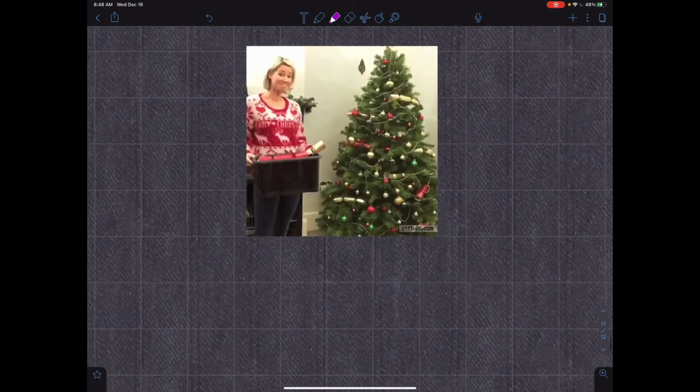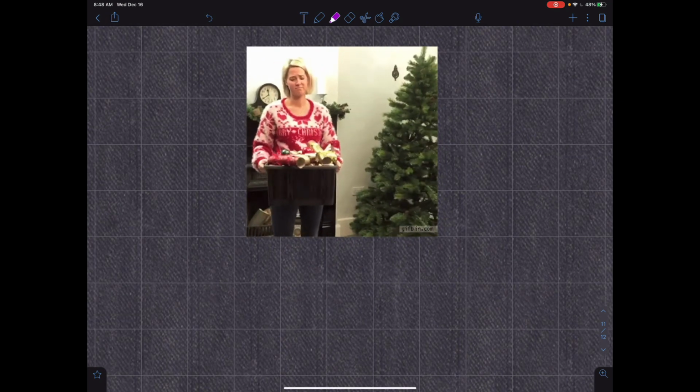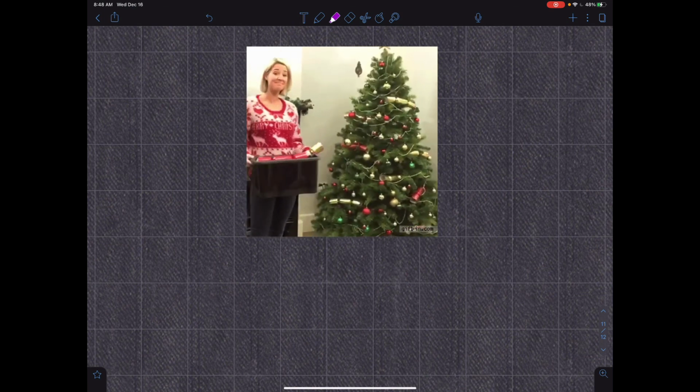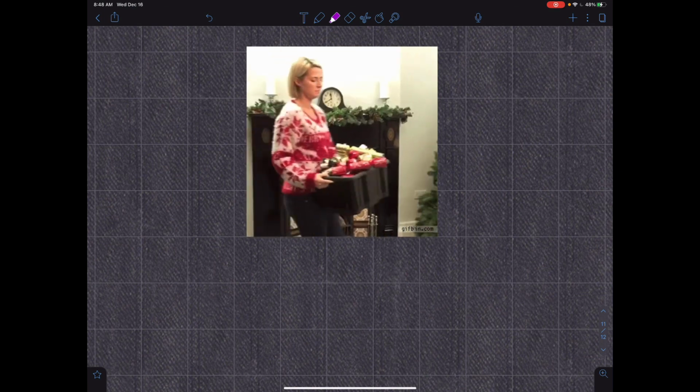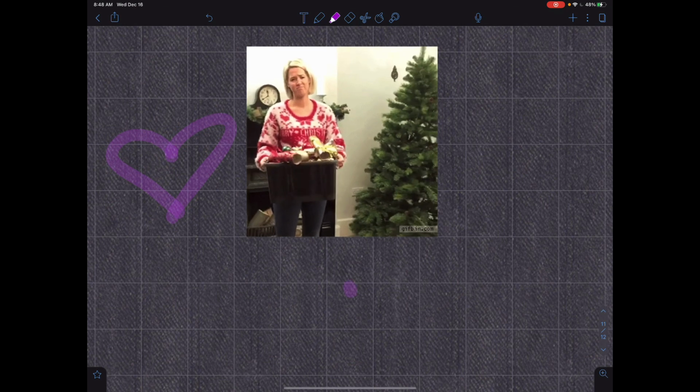Here, look at this easy step. Look how she decorated the tree. Did you see that? Check it out. How the heck did that happen? Well, just as easy as adding or subtracting fractions, right?